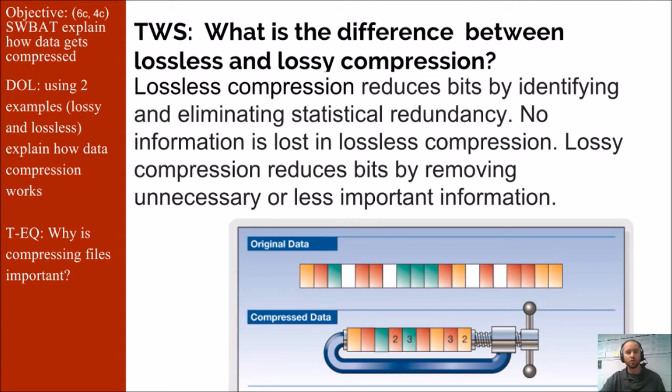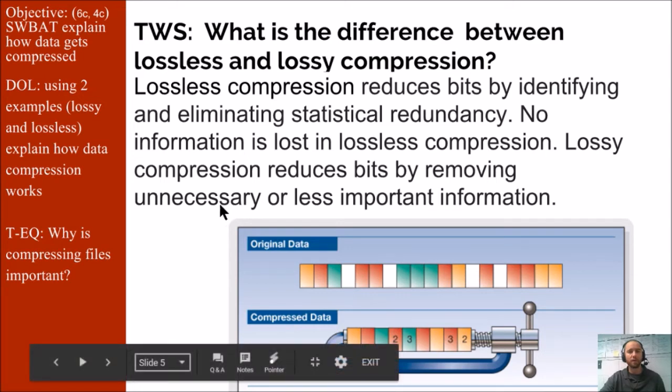On this page, what is the difference between lossless and lousy compression? Lossless compression reduces bits by identifying and eliminating statistical redundancy. Lousy compression reduces bits by removing unnecessary or less important information. Okay, so sometimes lossy compression is not lousy at all, but in your mind, telling the difference between these two will be very important, okay?